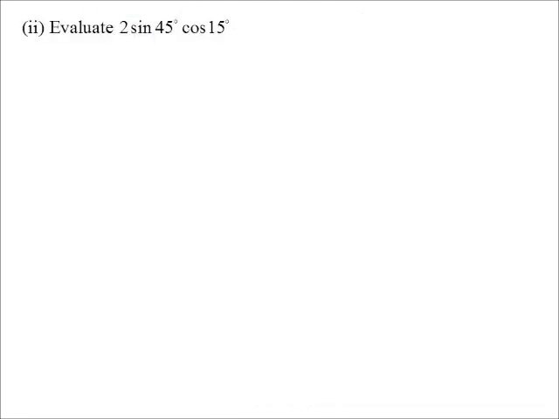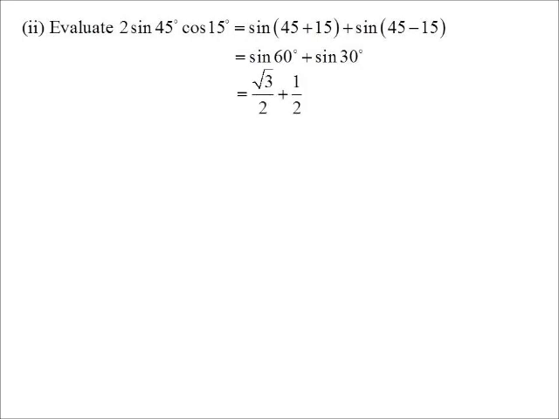Let's say we had to work out 2 sine 45 cos 15. Well, yes, I know the exact value for sine 45. All right, I could work out the cos 15. But let's do it this way. Sine cos, so it must have come from the sine formula. So sine of 45 plus 15 plus sine of 45 minus 15, sine of 60 plus sine of 30, root 3 on 2 plus a half, root 3 plus 1 on 2.